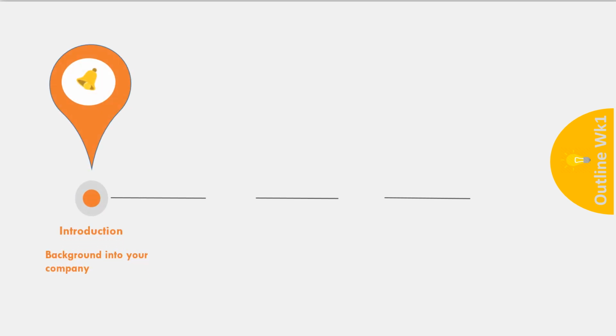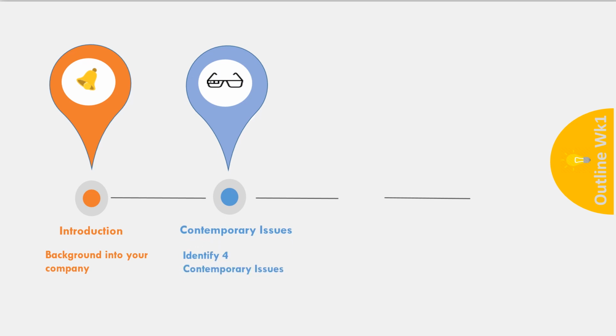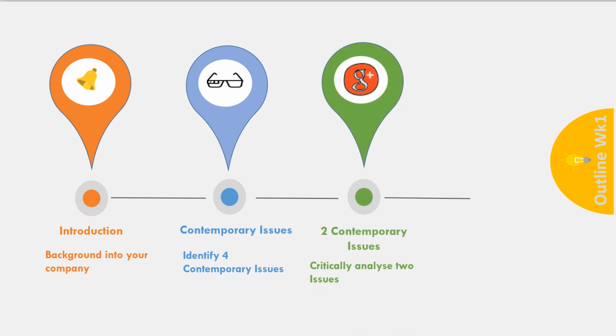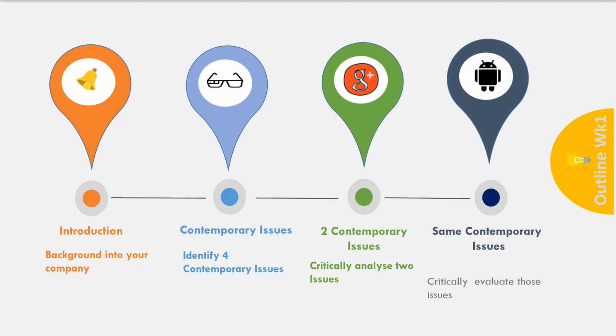So if we do a quick recap, we can see that you need to provide this in a report format. You need to have an executive summary, a contents page, an introduction, background into your company. You need to then talk and discuss about four contemporary issues from that list. You can choose four and go into detail on this. Then you need to critically analyze those two issues which you're going to focus on from those four. Following that, you need to critically evaluate them.